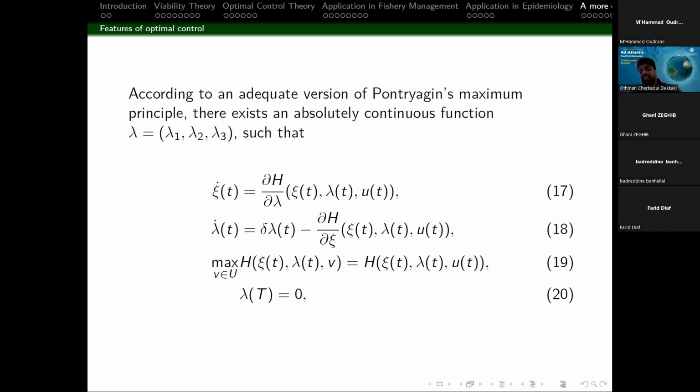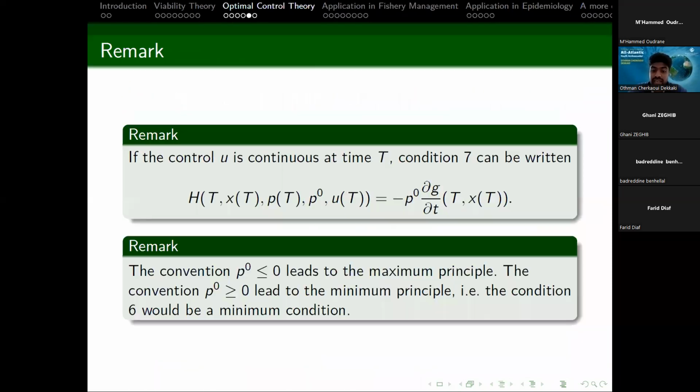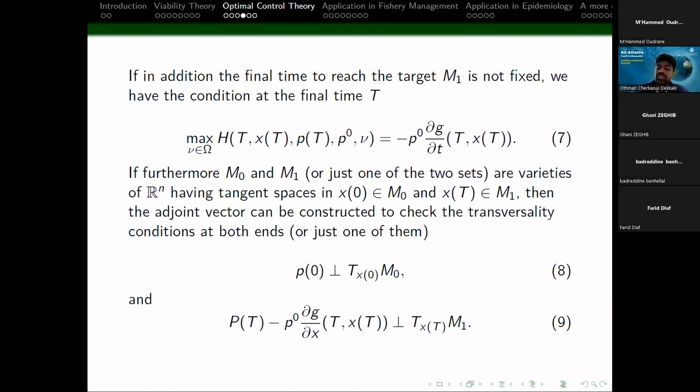However, 20 is what we call the transversality condition. And now I will go back to show you how the transversality condition was written. So remember, there was the condition 7, which is called the transversality with respect to the Hamiltonian. This one was good. And also there is the transversality with respect to the co-state. Remember that we will have the first one and the second one, 8 and 9.